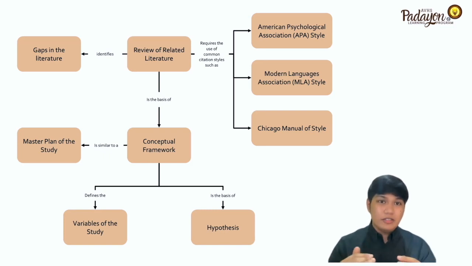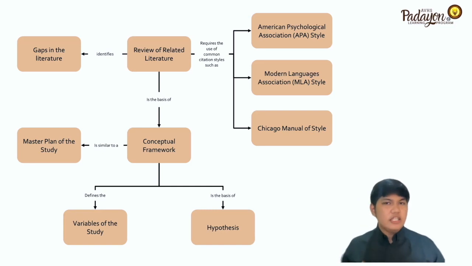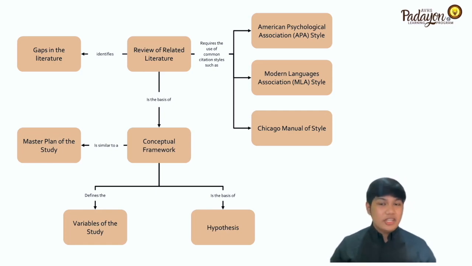Going back to the review of related literature, we actually require you to use common citation styles. We have 3 there: the American Psychological Association or APA style, the Modern Language Association or MLA style, and the Chicago Manual of Style. But in this particular research that we're doing for your academic year, we'll just simply focus on the APA style, the American Psychological Association.